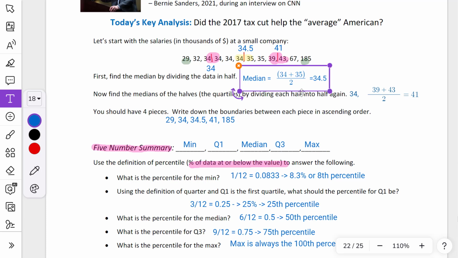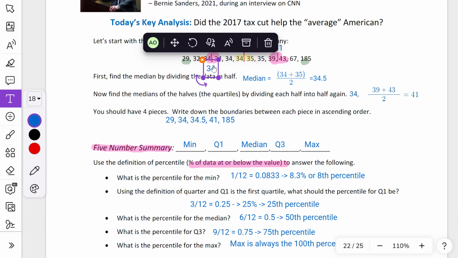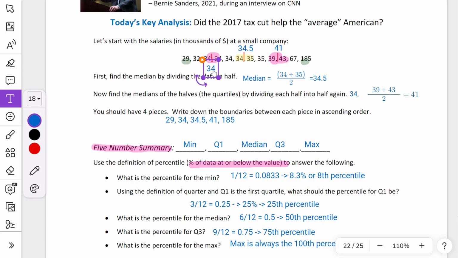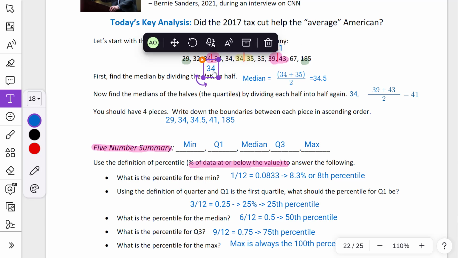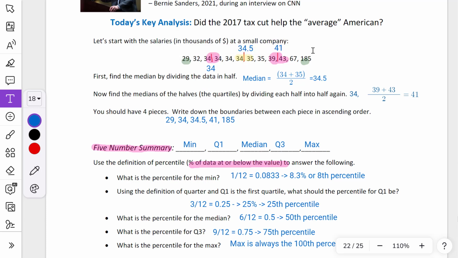Now we need to find quartiles. So what you're going to do is take the first half of data and cut it in half. Well, what number is halfway between 34 and 34? It's the average of 34 and 34, which is 34. And we call that Q1. Then we cut the top part of the data in half. The midpoint is somewhere between 39 and 40, so we average those, and we get 41.